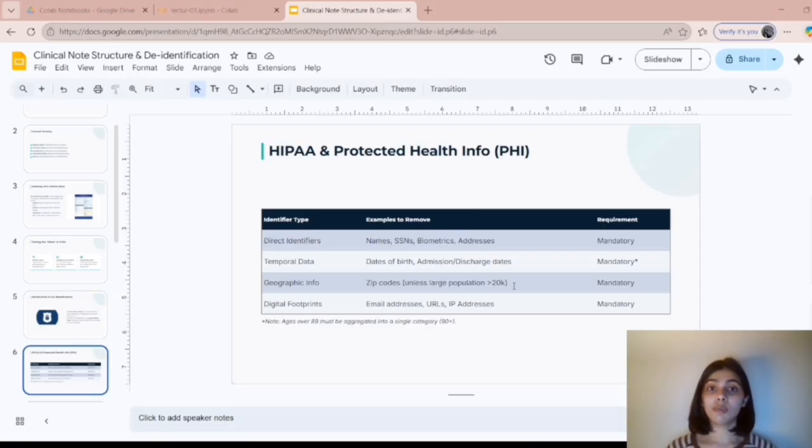Then we have your digital footprints. What could be your digital footprints? Your emails, your URLs, your IP addresses, and all that. It is mandatory as well.